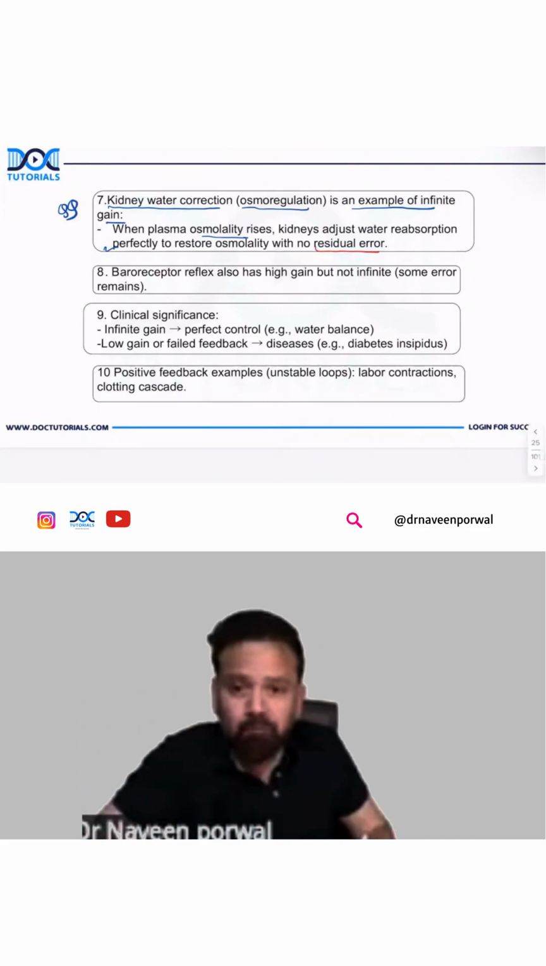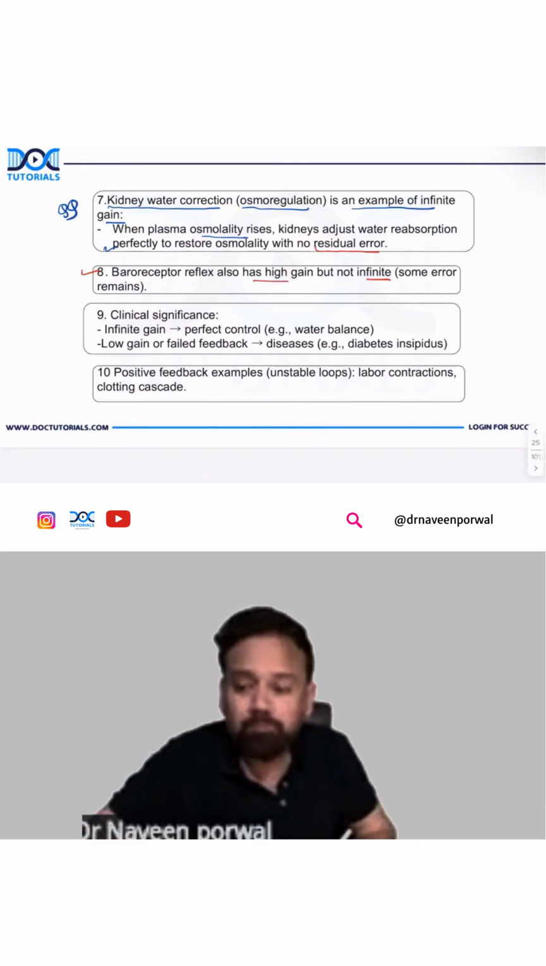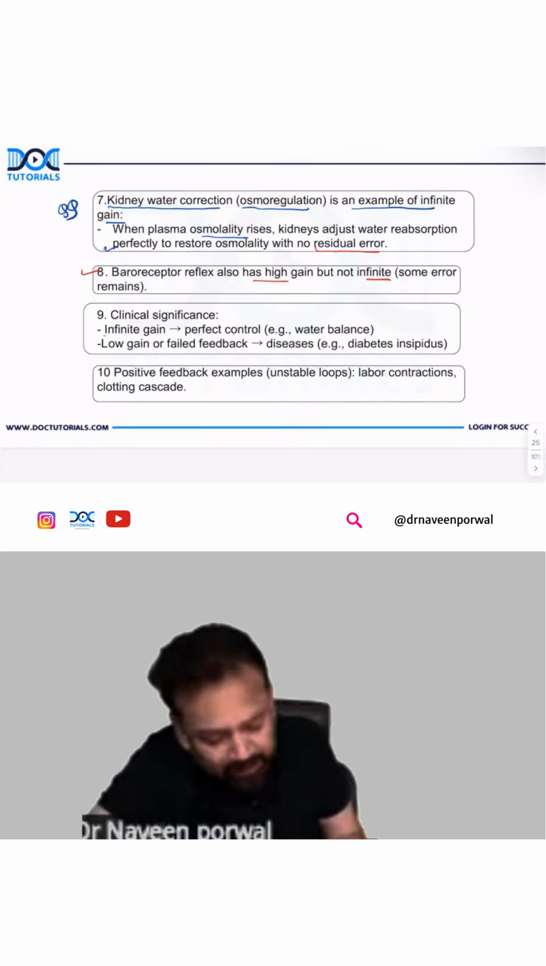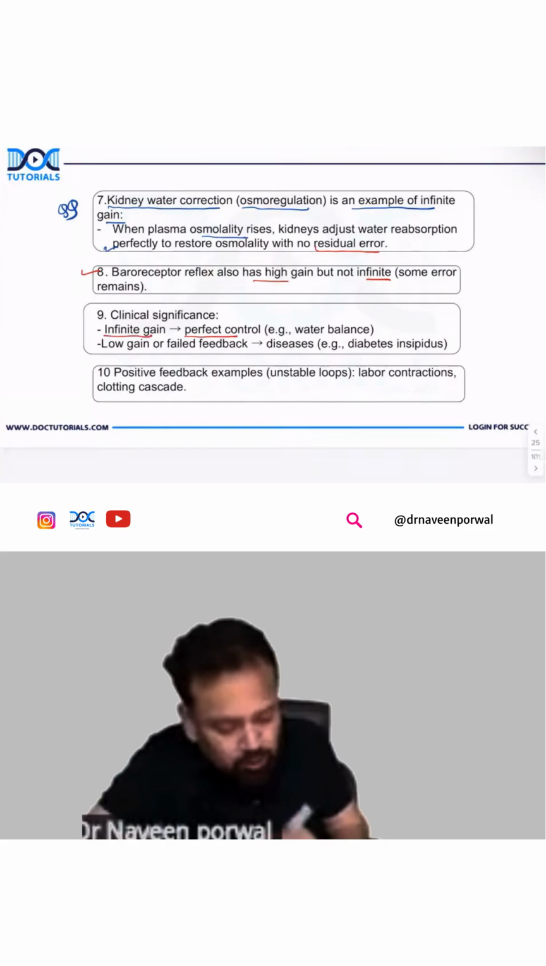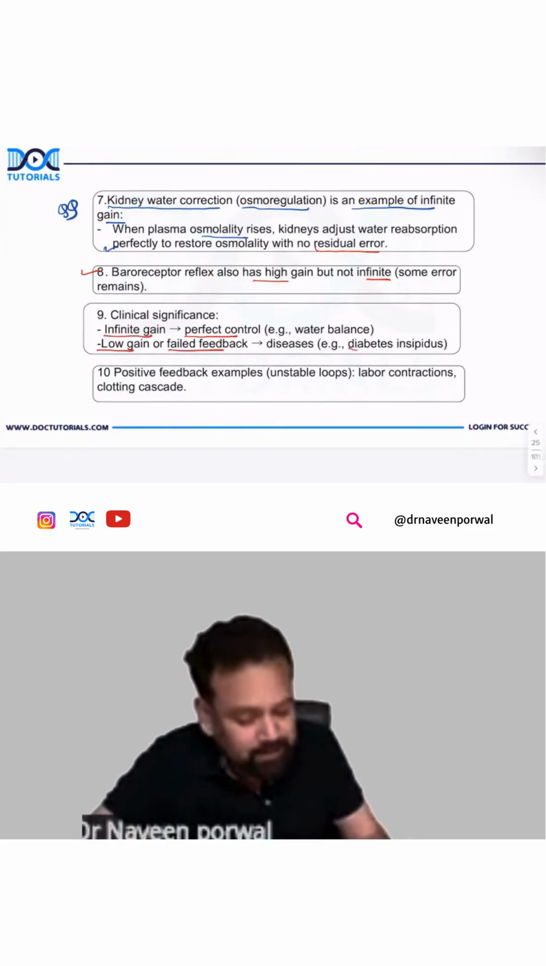On the other hand, when BP is high or BP is low, the baroreceptor reflex also has high gain but not infinite. So our BP regulation is also good. It has high gain but not infinite. What is the clinical significance of the gain? Infinite gain means perfect control. Low gain means failed feedback, like diseases such as diabetes insipidus. Positive feedback, for example, is labor contraction.